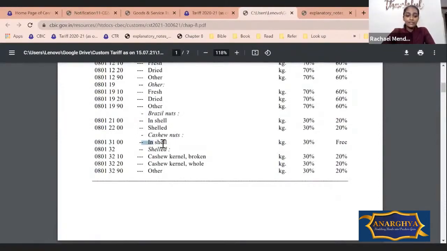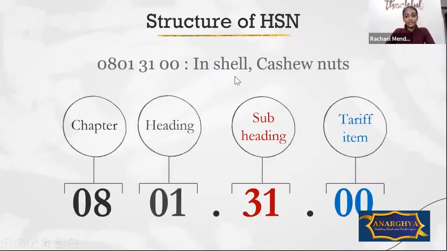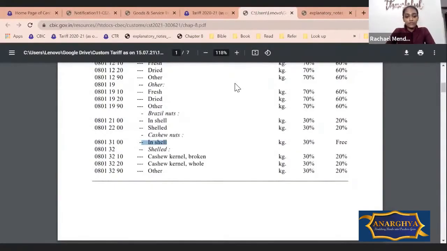But here it reads as in shell, as opposed to what I wrote here, which is in shell cashew nuts. So why have I added that description of the cashew nuts over there? In order to understand that, you need to first notice that each of these descriptions has some dashes before it. Some with a single dash, some with a double dash, and some with a triple dash. So what do these dashes signify?